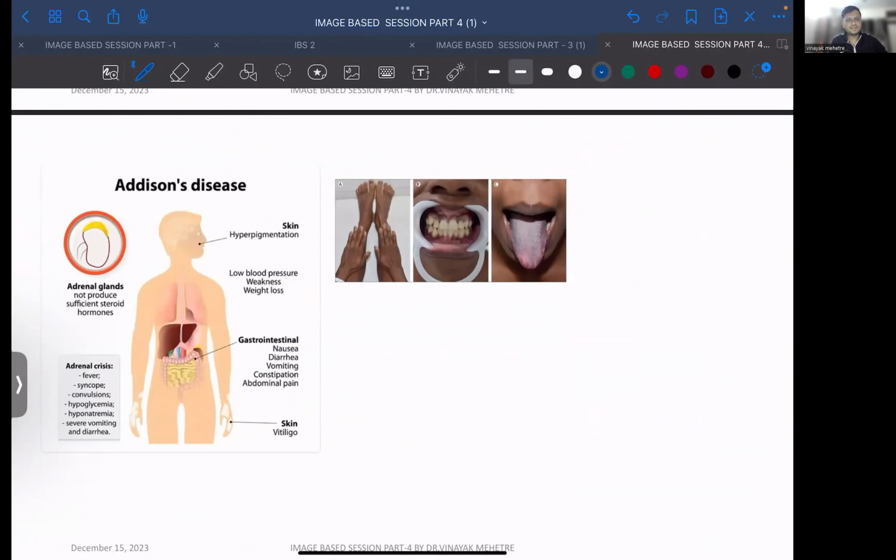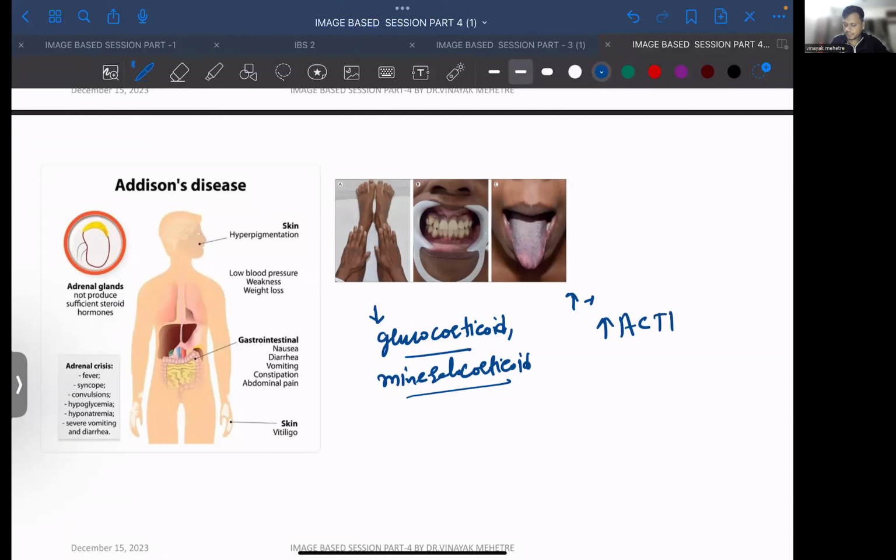Then comes Addison disease. What happens in Addison disease? Which level will be decreased and which level will be increased? The level of glucocorticoid and mineralocorticoid is going to decrease, right? Glucocorticoid or mineralocorticoid is controlled by which hormone? The hormone which is necessary for living. That is ACTH. So ACTH level will be increased.